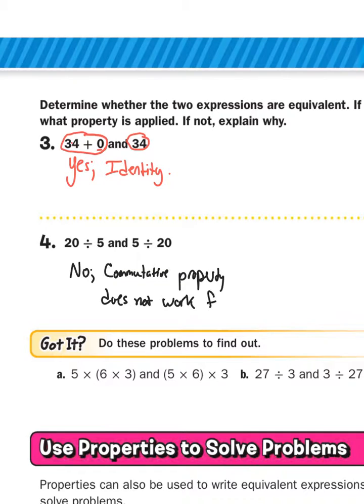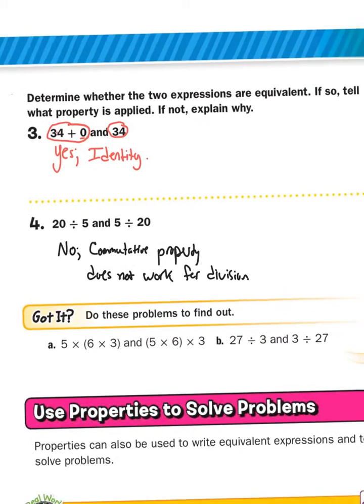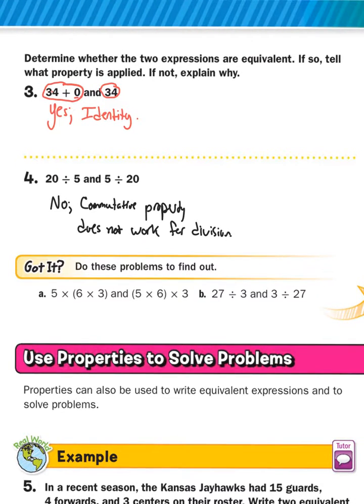Okay, so that's what you're going to do in A and B below. So let's take a look at them first. In A, you have to determine if this expression and this expression are equivalent. Remember, that's yes or no. If they are, what property? If not, explain why. And in B, are this expression and this expression equivalent? If yes, what property? If not, explain why. Okay, go ahead, see what you came up with. Restart the video when you're done.